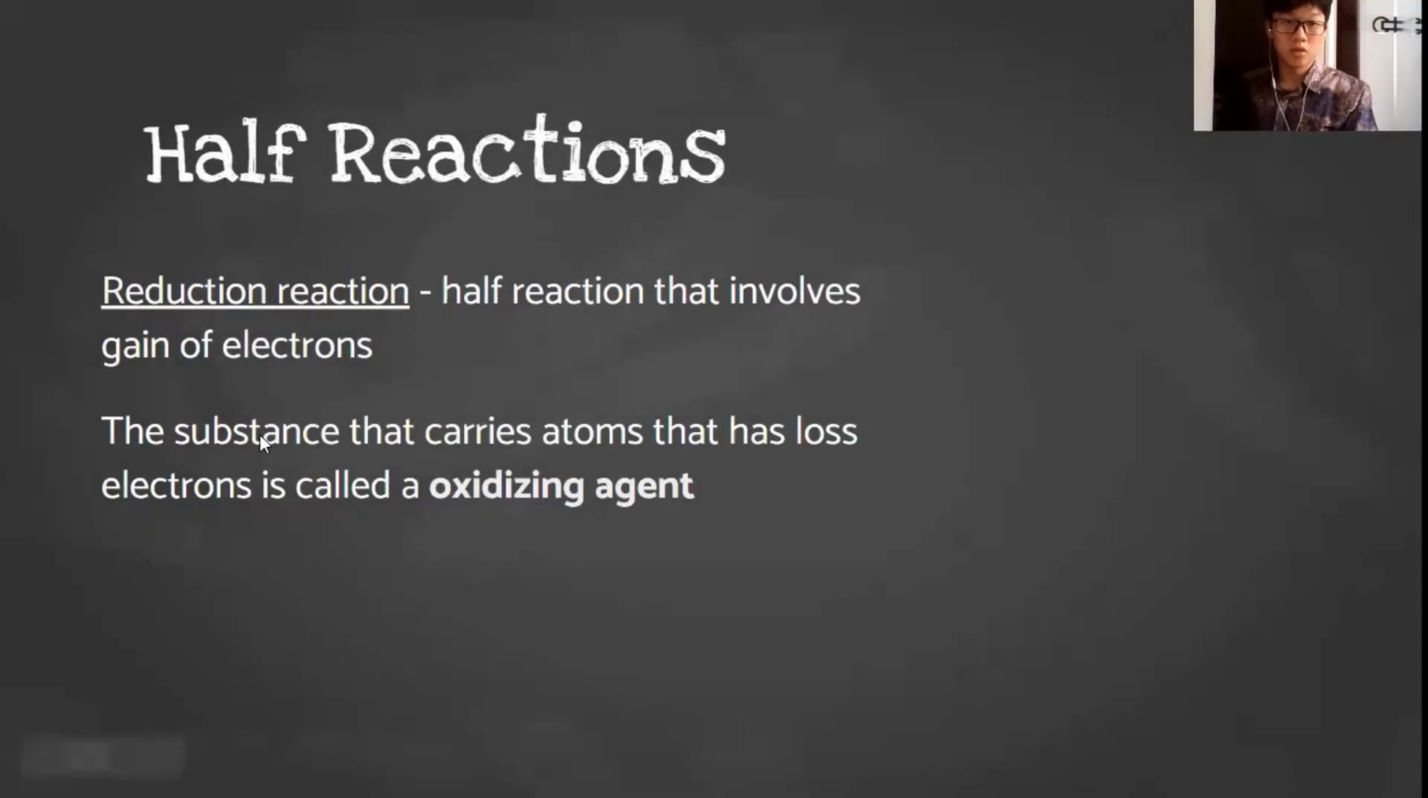And for the second, the reduction half reaction, it is called the reduction reaction. This is the half reaction that involves gain of electrons. So compared to the oxidation reaction, which has loss of electrons, the reduction reaction involves the gain of electrons. Now, the substance that carries atoms that have gained electrons is called an oxidizing agent.